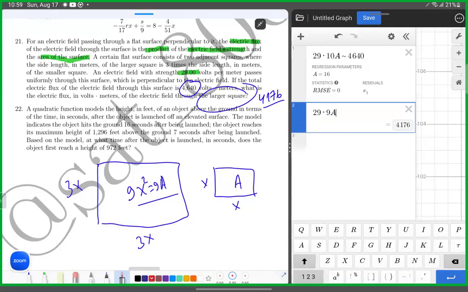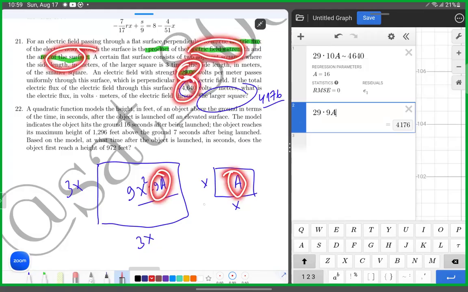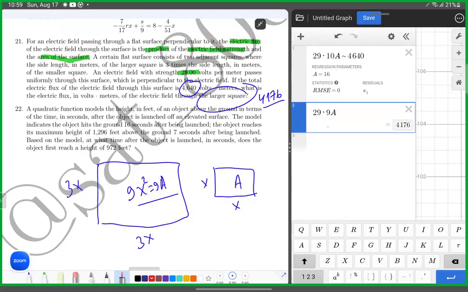I repeat again. Given this formula for finding flux, multiply the strength, which is 29, by the area. This gives you the total area 9a plus a, just 10a. I calculated it and equalized it. I calculated the area from here. After this, I calculated the flux through this one: strength times area. So the problem is solved. Is it clear, guys?